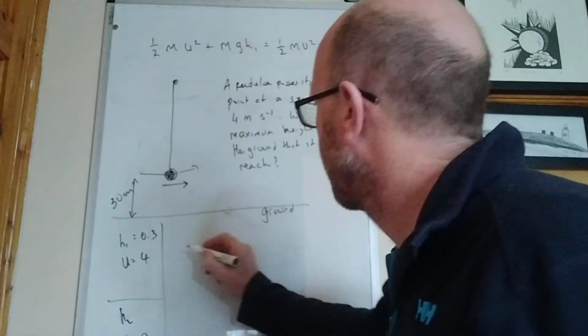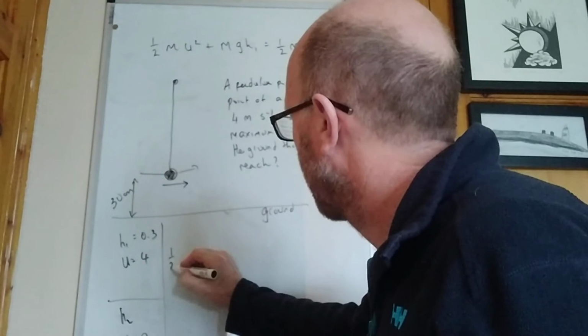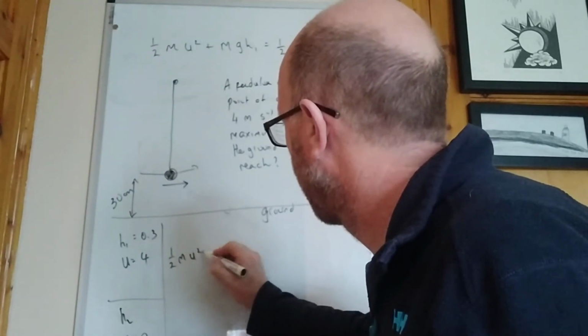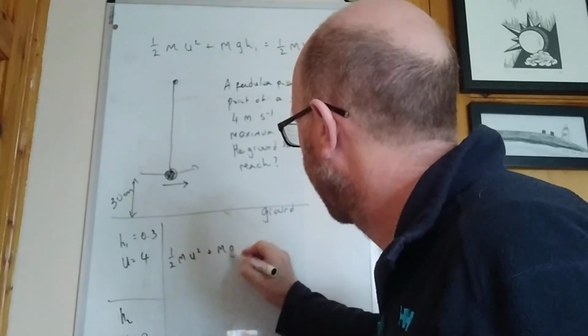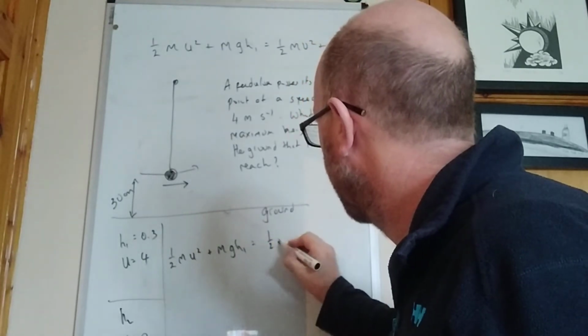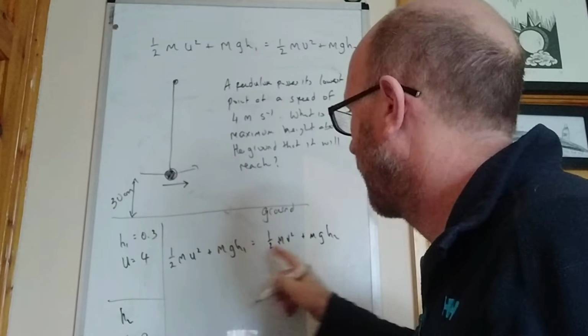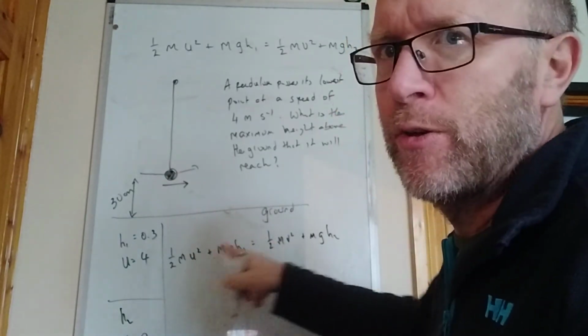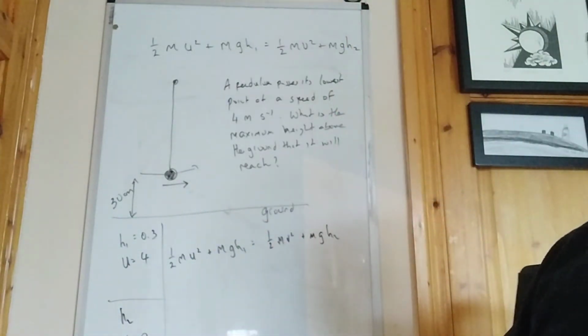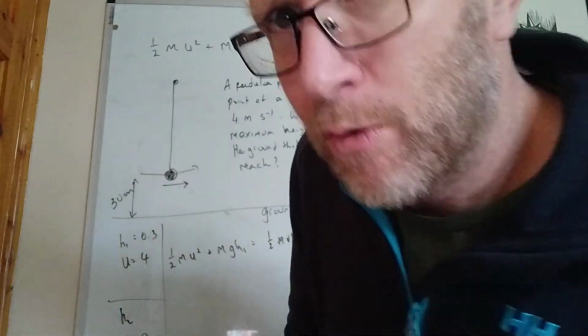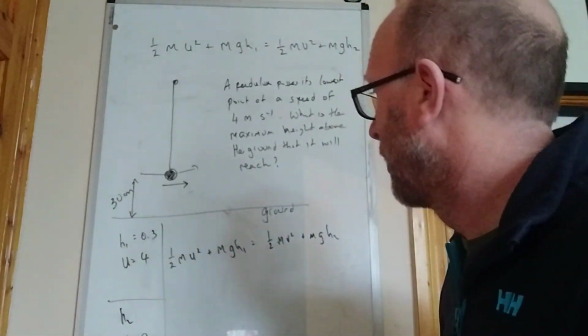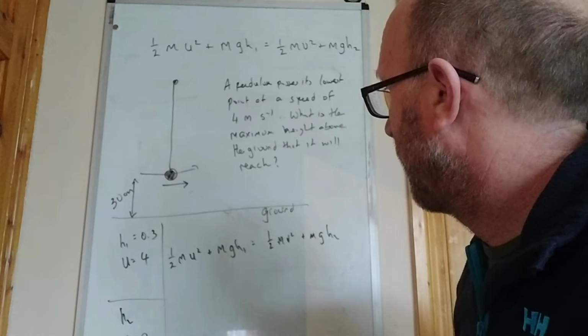So here we go. We write down our full formula: kinetic and potential energy before equals kinetic and potential energy after. H1 before, H2 after. Initial velocity U, final velocity V. The masses almost always cancel. So let's go through it and do our cancelling.